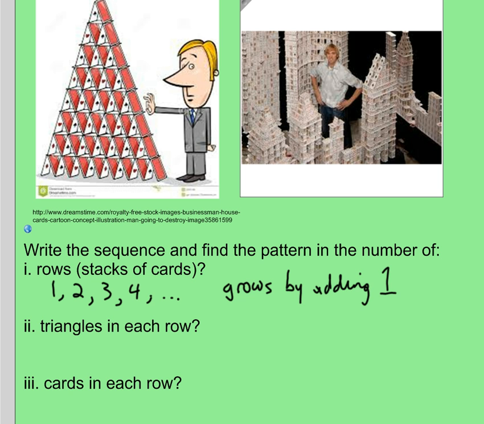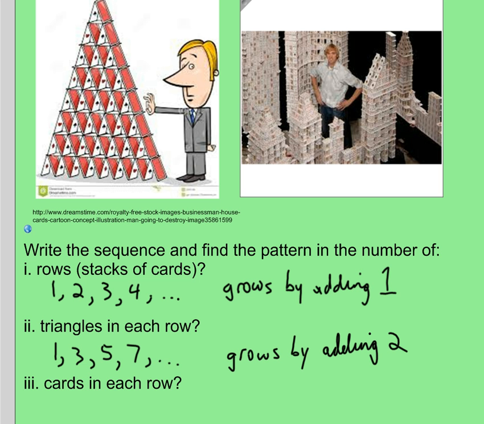Okay, let's look at the number of triangles in each row. So we start with 1 triangle in the first row, 3 in the second row, 5. Each row below that has 2 more triangles, 1 on each end. So how does this grow? This grows by 2 at a time, by adding 2.